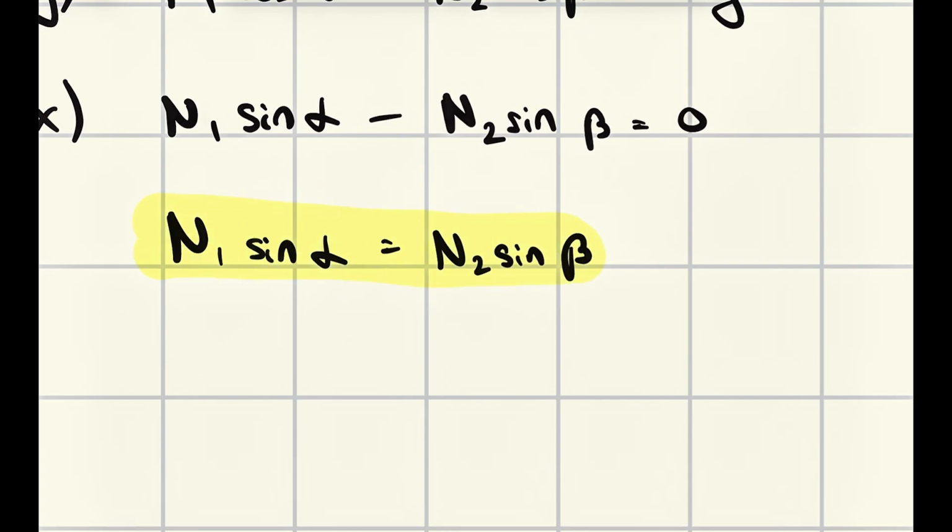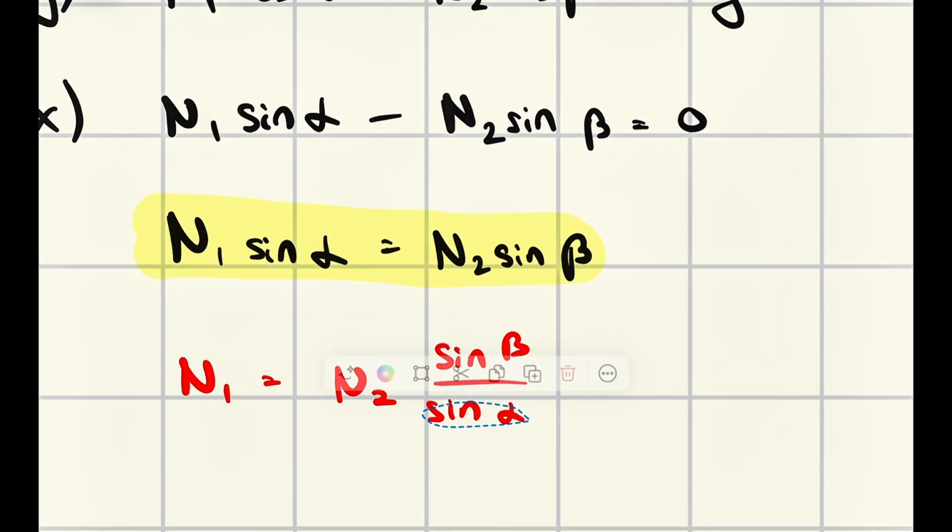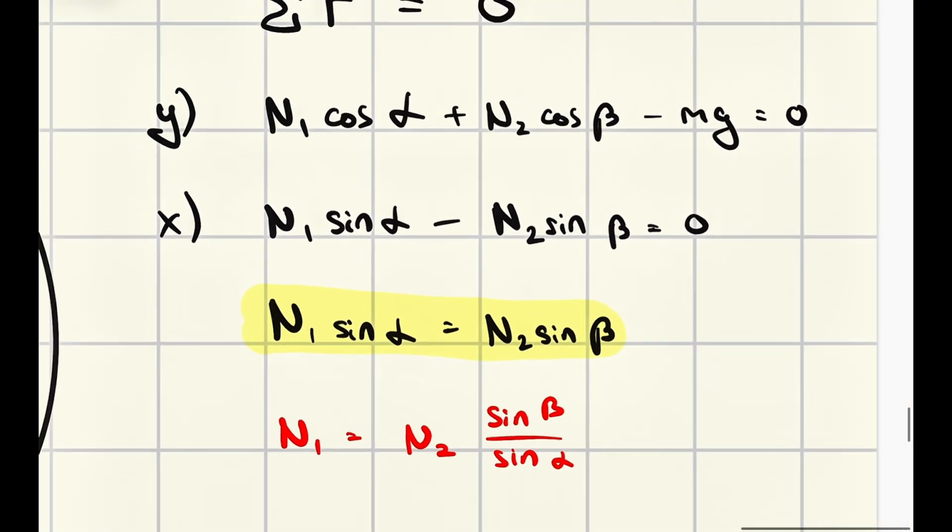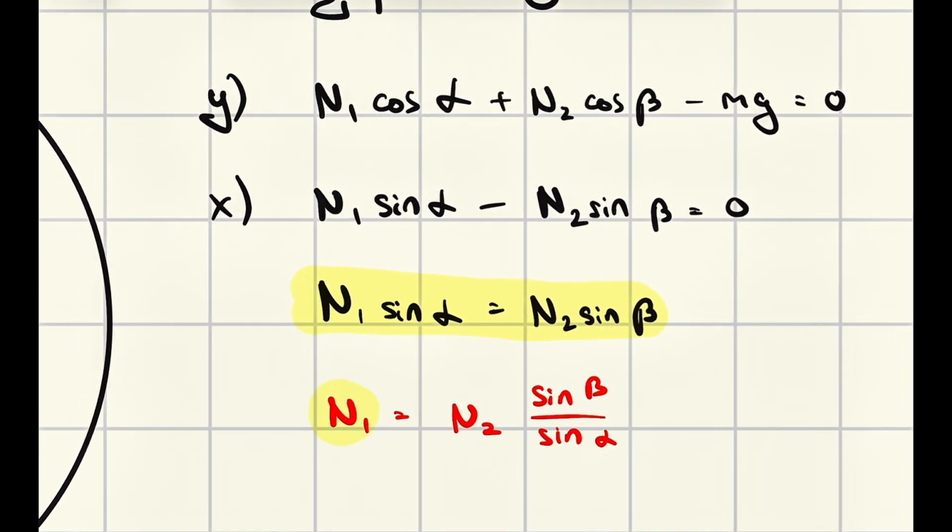Why? Because right now we can do something like this. I can give a meaning to n1. It would be just n2 sine beta divided by sine alpha. Let me just move it somewhere here. Yeah, that would be better. Right now I can take this thing and put it here. And in that case I would have something like this.